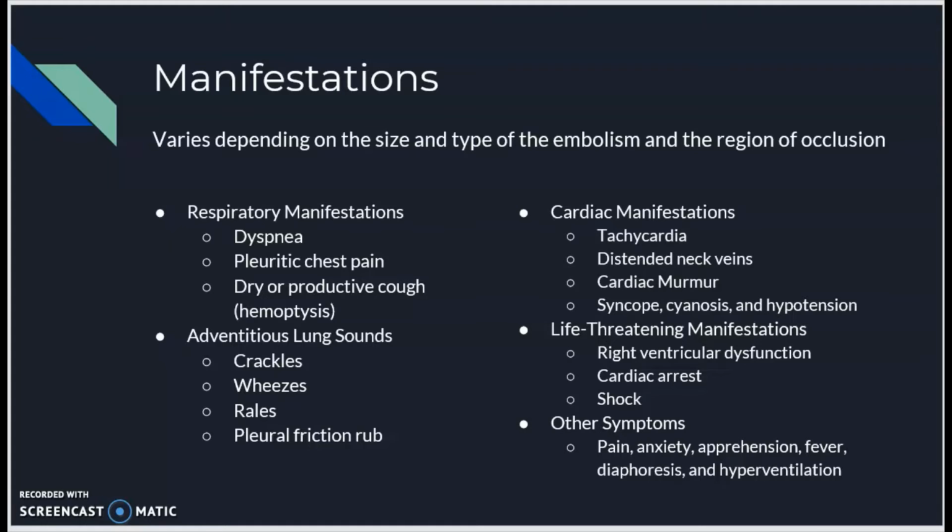Cardiac manifestations may include tachycardia, distended neck veins, syncope, cyanosis, and hypotension. Life-threatening manifestations such as right ventricular dysfunction and failure, cardiac arrest, and shock may also occur. Other symptoms of PE may include anxiety, apprehension, cardiac murmur, fever, diaphoresis, and hyperventilation related to hypoxia and pain.